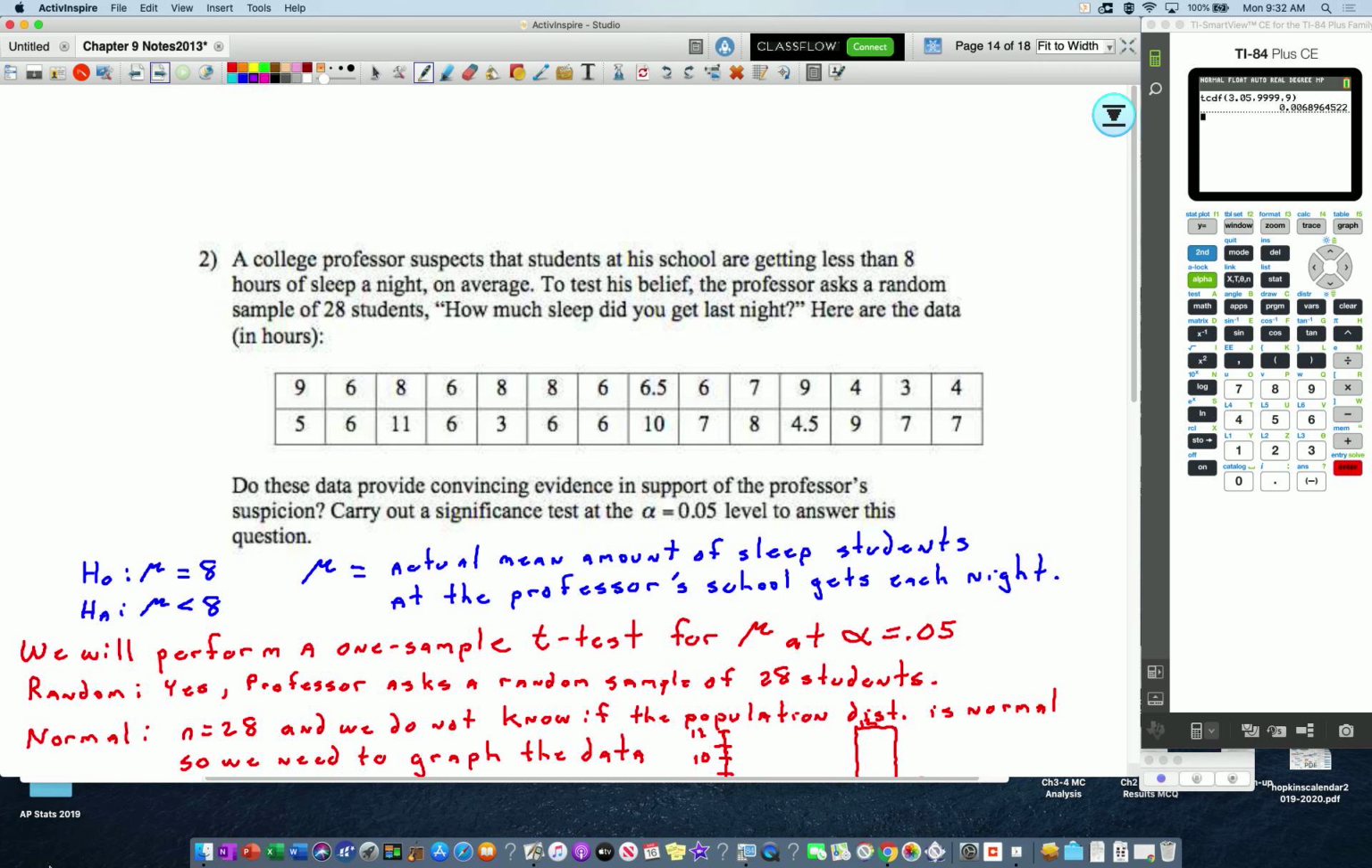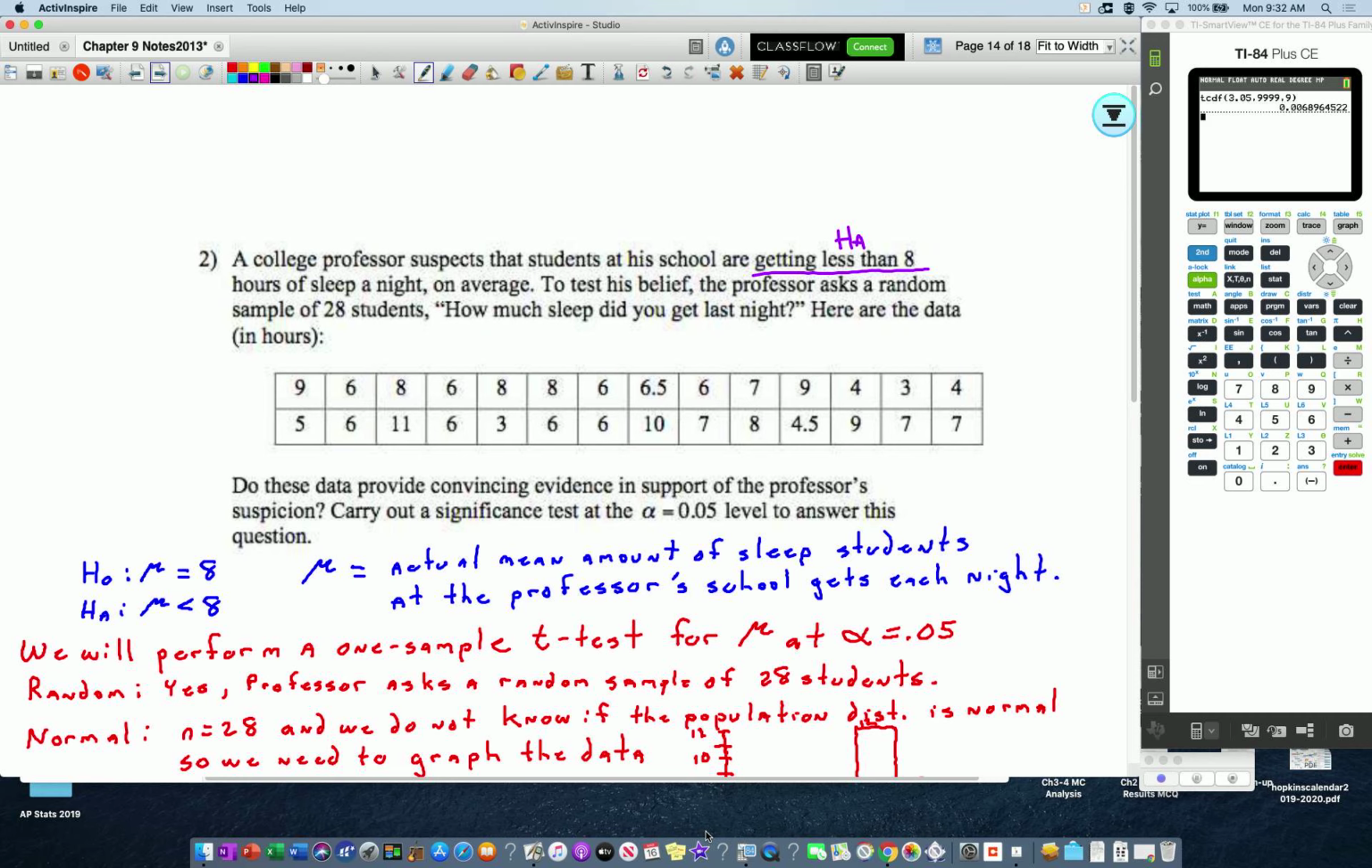So the professor thinks that they are not getting the sleep. So he suspects that they are getting less than 8. So this is our alternative. We're going to see, is there evidence to conclude this? Hence why I put that in my alternative. I'm going to assume the mean is actually 8. So mean, again, defined in context of the problem, is the actual mean amount of sleep students at the professor's school get each night on average.